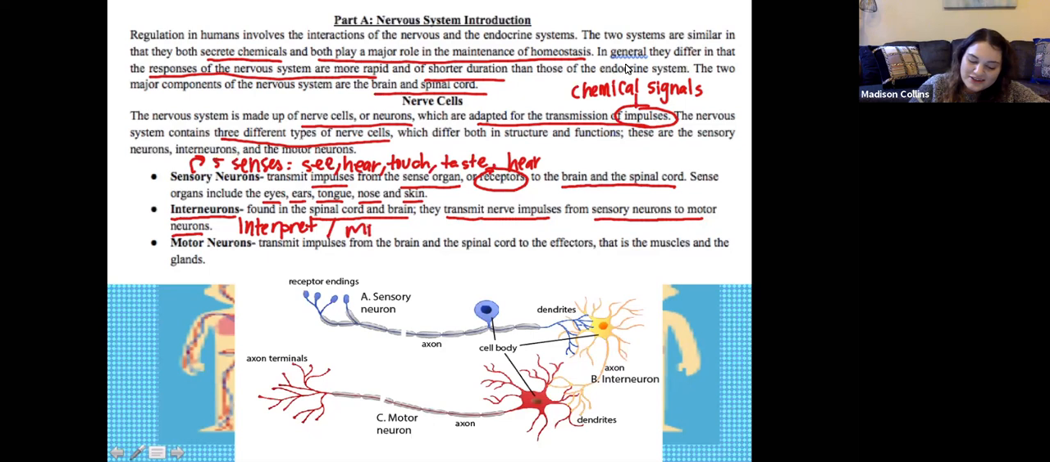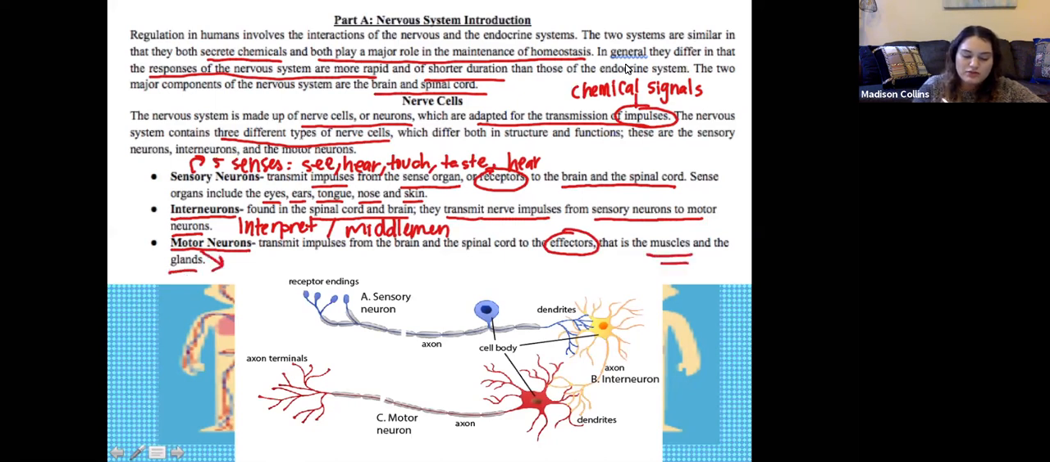All right, so our interneurons are like the middlemen of this system. They take the messages from the sensory neurons and they send them to the motor neurons. But what are the motor neurons? Well, the motor neurons are in charge of transmitting impulses from the brain and the spinal cord to what we call the effectors. Right? These effectors are what are doing the action. So specifically muscles and glands.